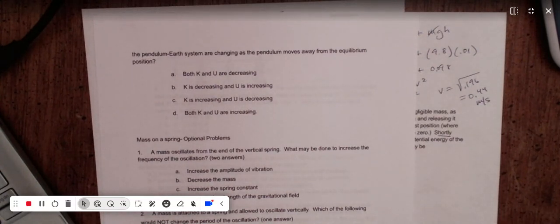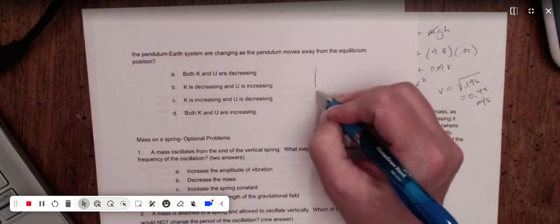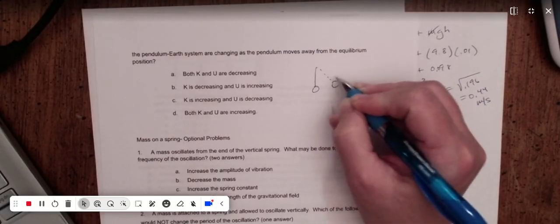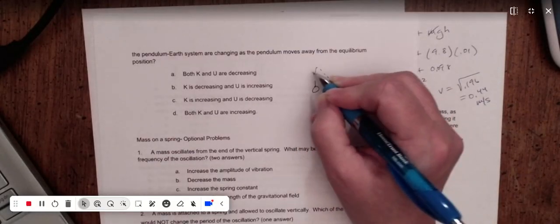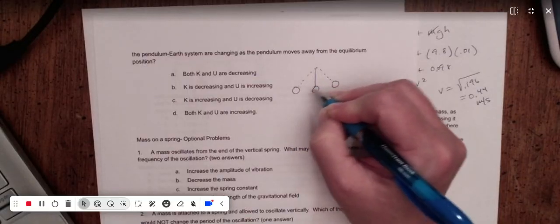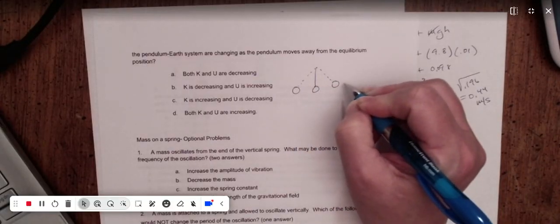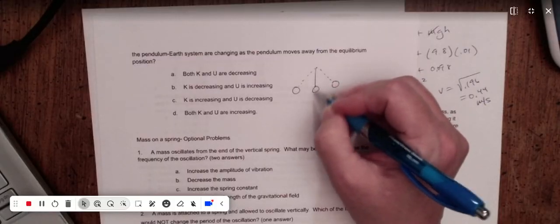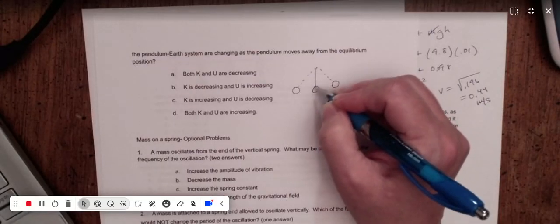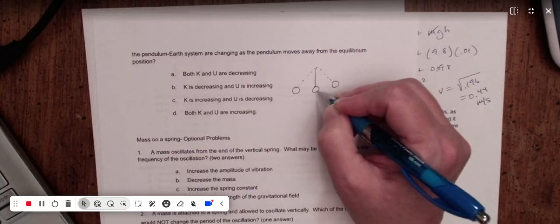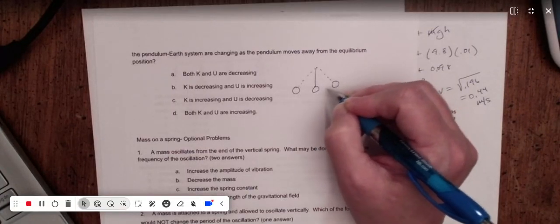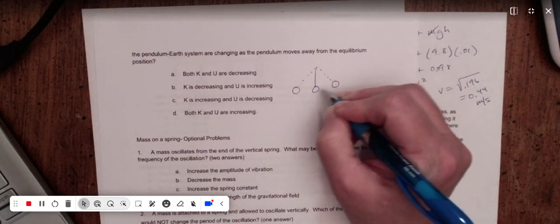As we move away from equilibrium, okay, so let's say we're like this, and then this is our equilibrium, and then we're moving away, we're swinging back and forth. So we swing back and forth, okay. Our kinetic energy is at a max here at equilibrium, because this is a point where we don't have any height, and this is also a point where we're moving quickly as we swing through this arc, okay.